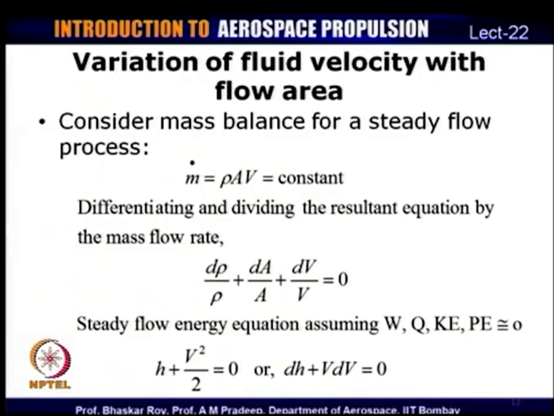Now, from our steady flow energy equation, which we derived in earlier lectures, if we assume work done, heat transfer, and potential energy to be more or less 0, then from the steady flow energy equation we get h plus V square by 2 is equal to a constant. If you differentiate this energy equation, we get d h plus V d V is equal to 0. This comes from the steady flow energy equation, where we assume work done, heat transfer and potential energy to be 0.